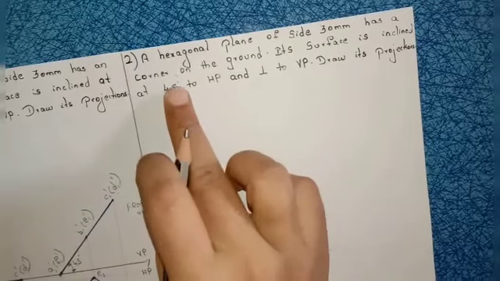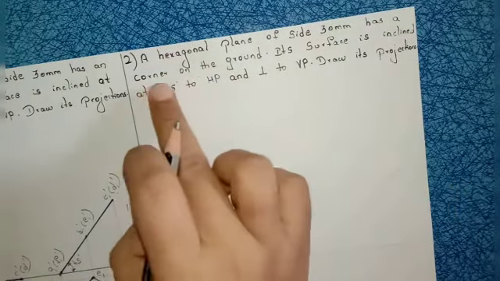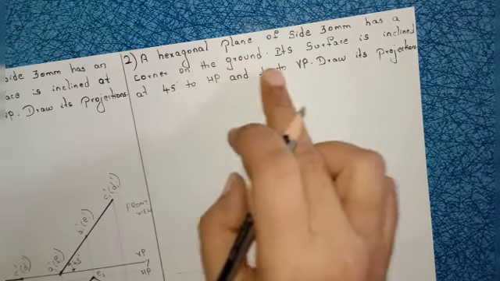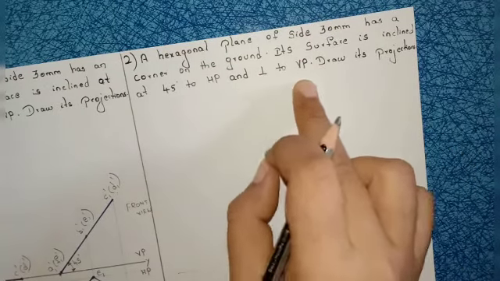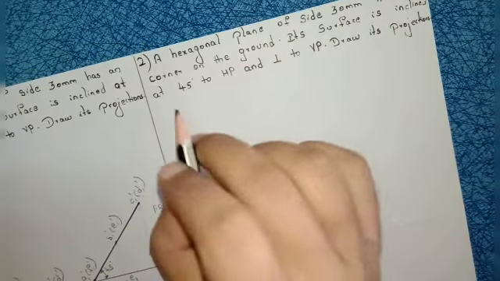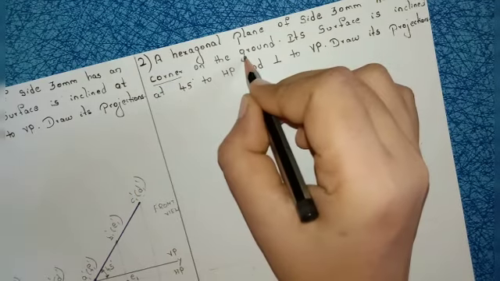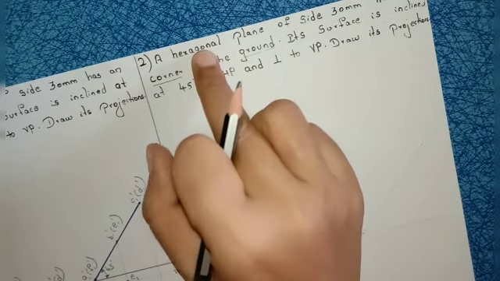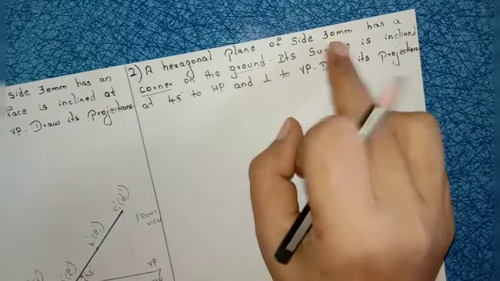Coming to the question. A hexagonal plane of side 30 mm has a corner on the ground. Ground means horizontal plane only. Its surface is inclined at 45 degrees to HP and perpendicular to VP. Draw its projections. So, what is the condition here? Corner. Where we should draw? On the ground. Ground means horizontal plane. So we have to construct the hexagon corner on HP. Length of the hexagon is 30 mm.